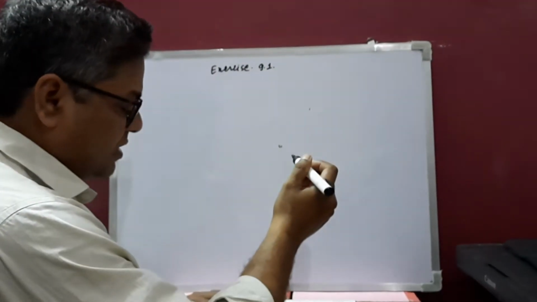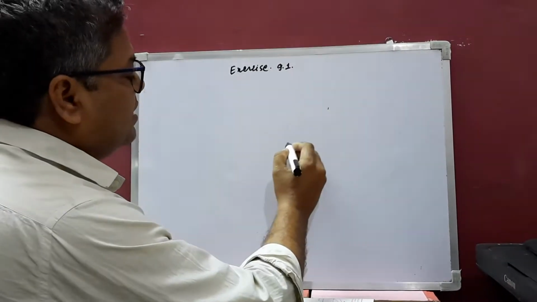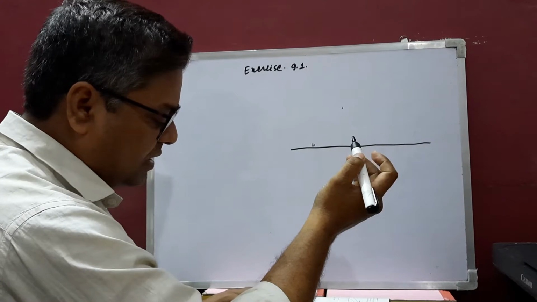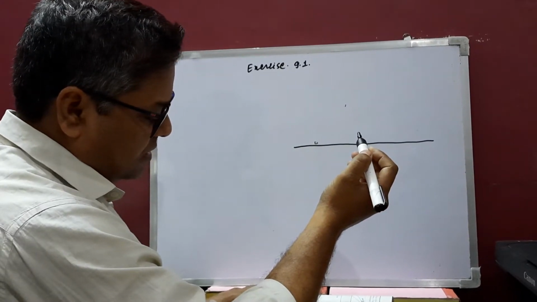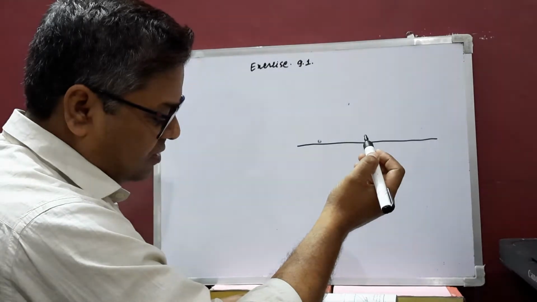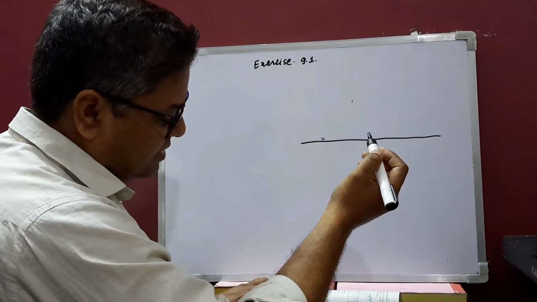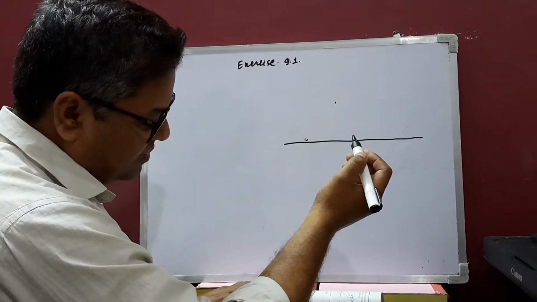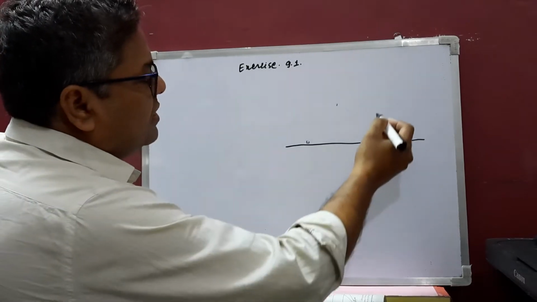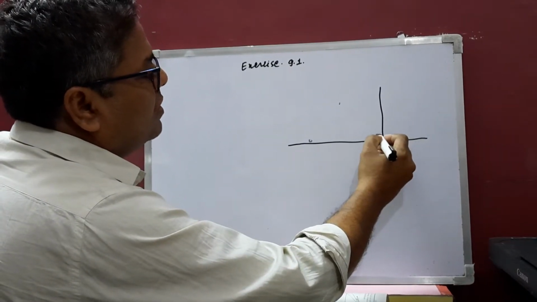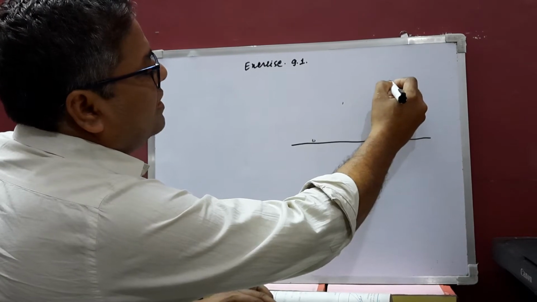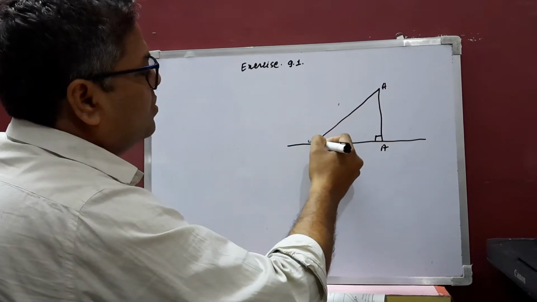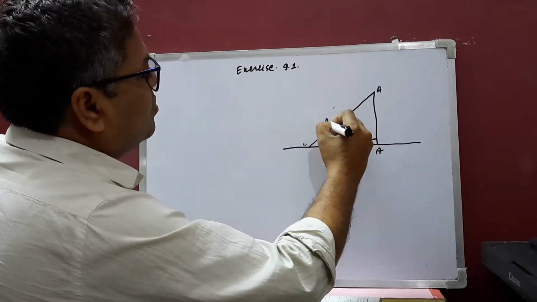Please study the question carefully and try to plot the diagram, because a diagram is necessary in the topic of height and distance. A circus artist is climbing a 20-meter long rope which is tightly stretched and tied from the top of a vertical pole to the ground. This is the vertical pole. So this will be 90 degree and this is AB, and this is the rope which is 20 meter long.